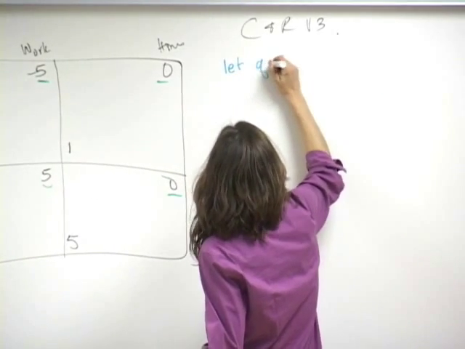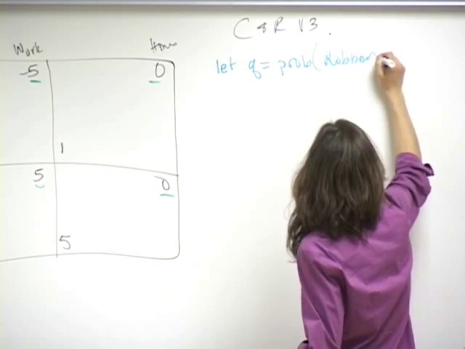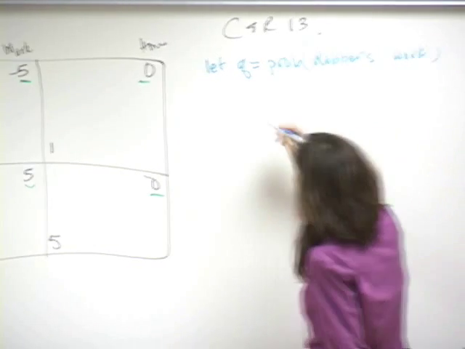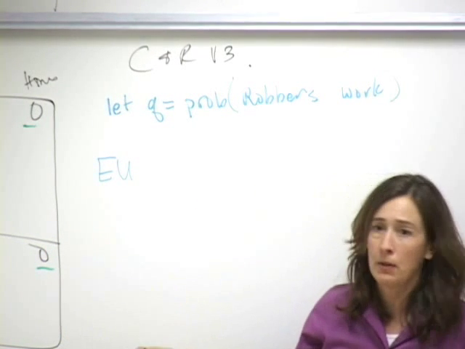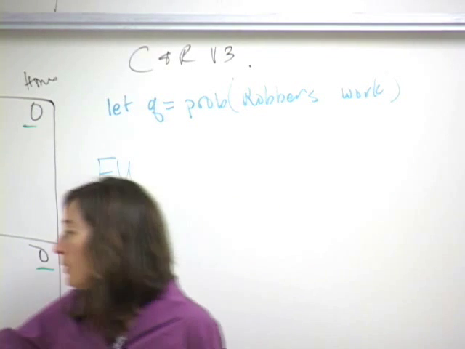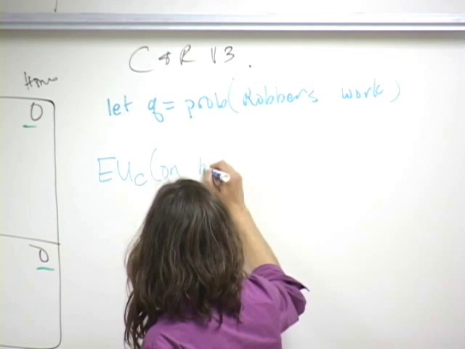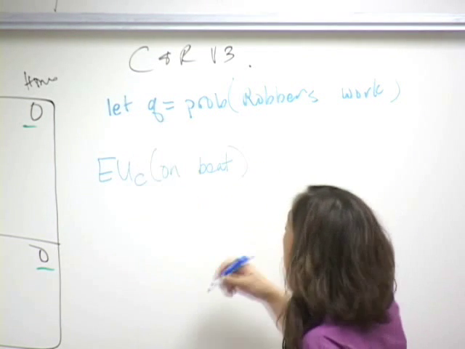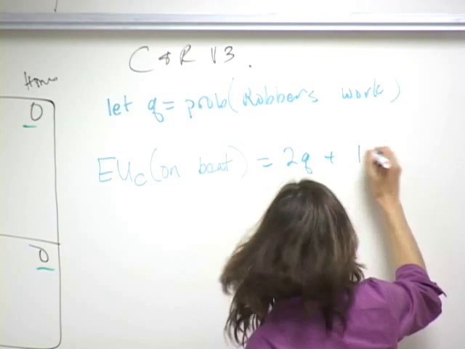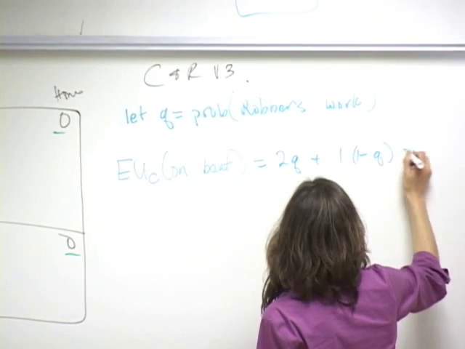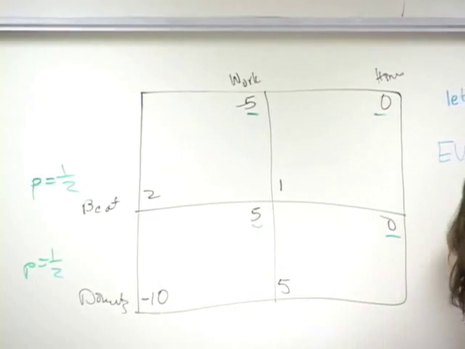Just as above, let Q equal the probability robbers are at work, and this is the probability that has to make the cops indifferent between their pure strategies, and that's going to change now because one of the cops' payoffs is different. Okay? So the expected utility of the cops now of being on the beat depends on Q. It's 2Q plus 1 times 1 minus Q, Q plus 1, same as it's always been. Well, that's fine because I didn't change either of these payoffs.